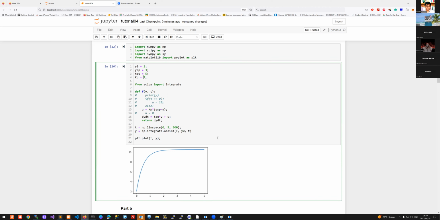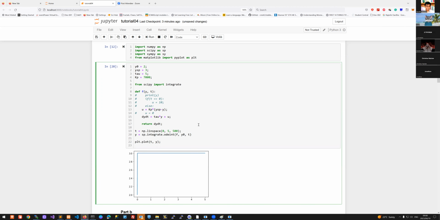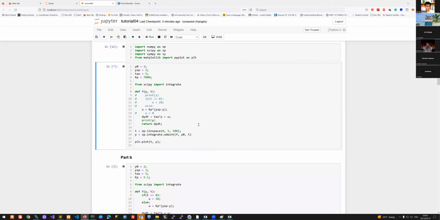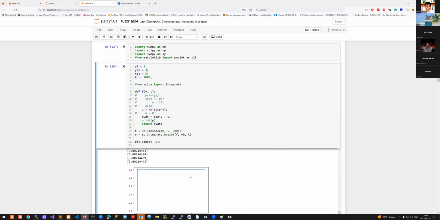And as we increase this value further, let's try even 70. Then you can see even at this fairly strong control action, we are not on 3 yet. We are somewhere higher than 3.2, but it is pretty close to our desired value. And as you increase this, let's try even 7,000. It is giving us what looks like is on 3, but if we just print y again, you can see it's never quite getting onto 3.